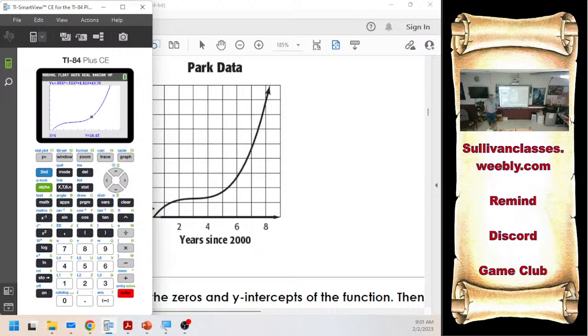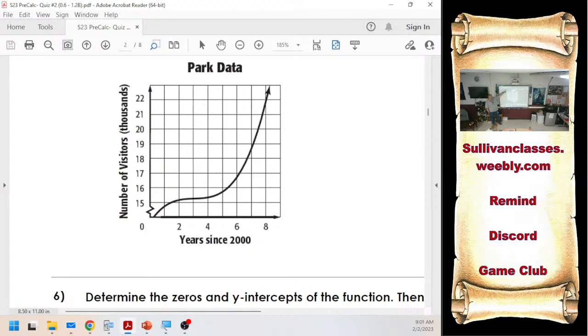What does 16.65 mean? Maybe I should read the scale. Thousands. So I'm going to say that there were 16, move that 1, 2, 3 places, 650 visitors.